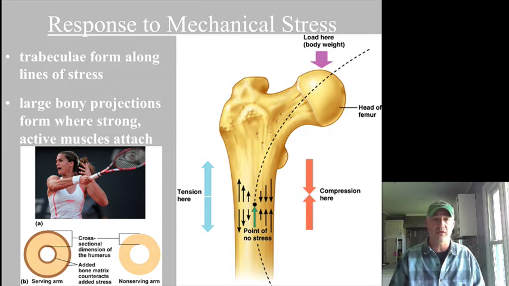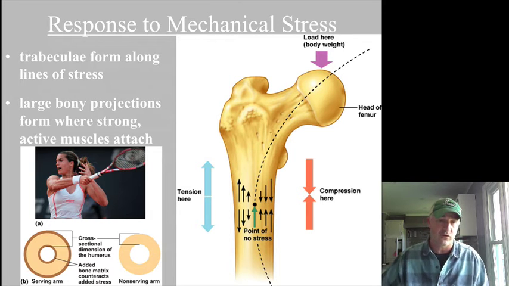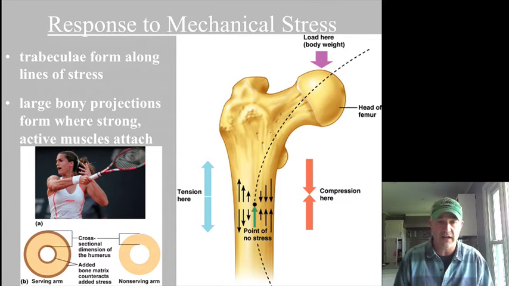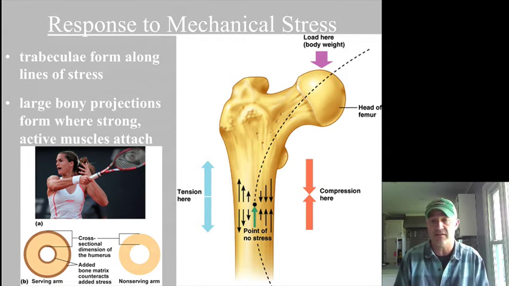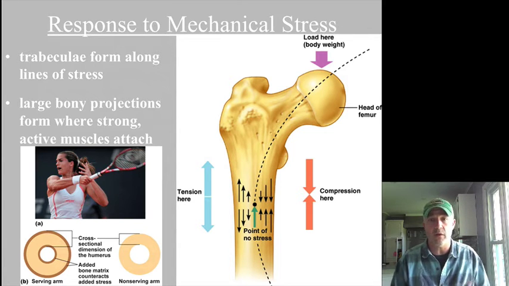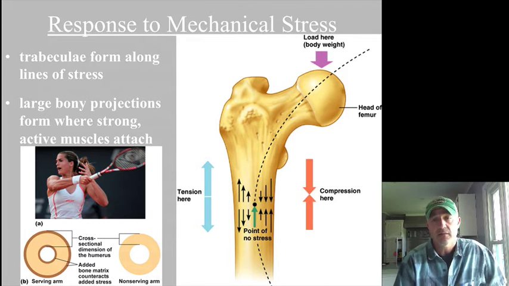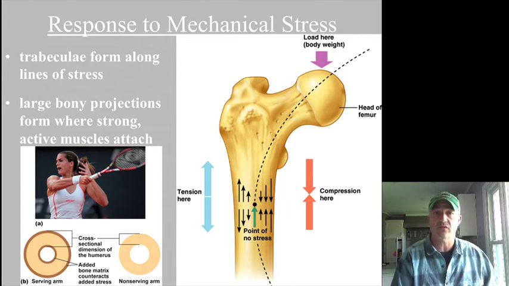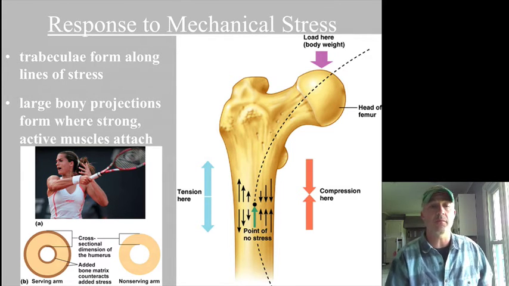If you look at a tennis player, if they're not hitting a lot of backhands, you would probably see differences in density and thickness of the bone in the arm that is getting more mechanical stress than the other. If you look at a weightlifter's bony projections on the surface of the bone where muscles attach, you'd probably have bigger, stronger ones in those people that are doing more weightlifting. So basically, again, the body is going to adapt to the stresses you put upon it. And this is true of the bones as well.